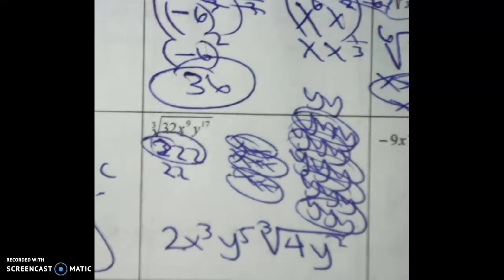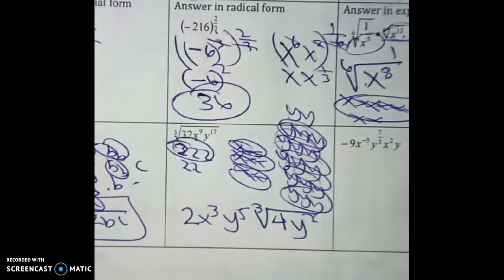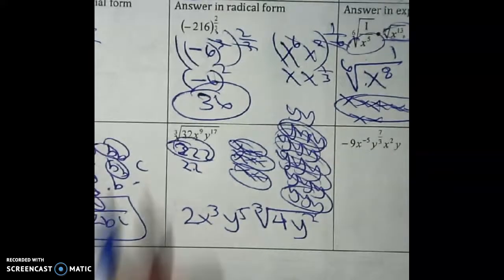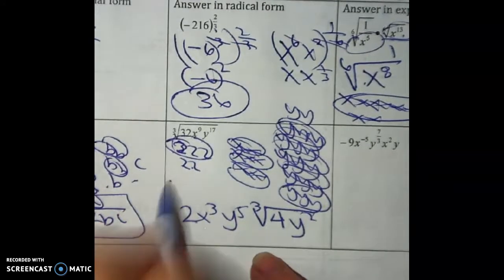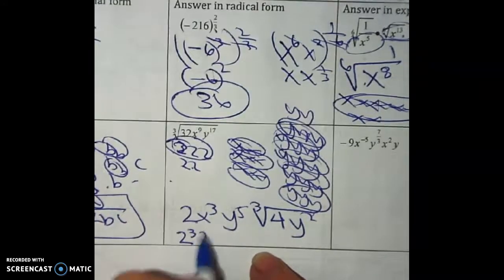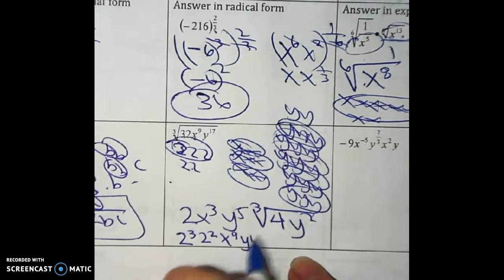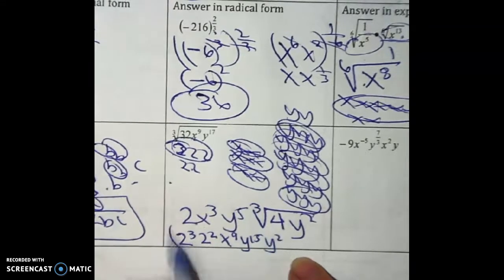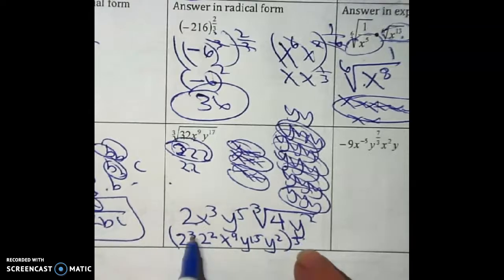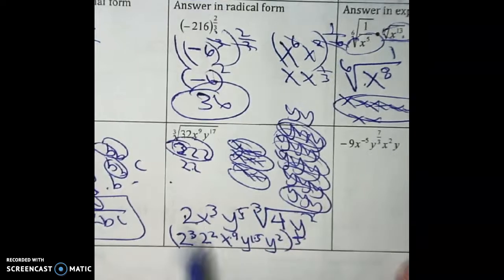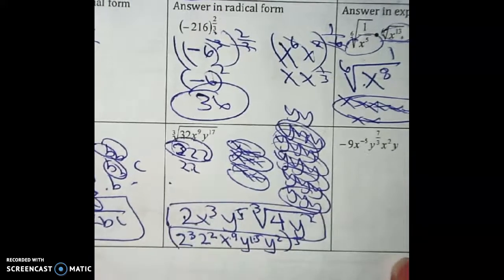Okay. Now, in exponential form, I think it's actually easier. So that would be 2 cubed, 2 squared, x to the 9th, y to the 15, y squared, all to the 1/3. If you look, that cancels. That cancels. That cancels. That's left over in there. Okay? But this is your answer.